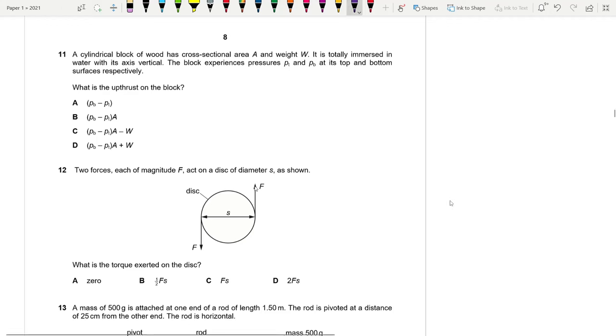Okay, so remember that upthrust, guys, originates due to the pressure difference between the bottom and top of the object. PB is much greater than PT. That's why it actually feels an upward force, okay? So the formula is actually Vρg.